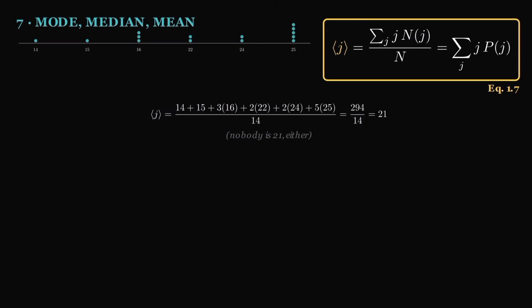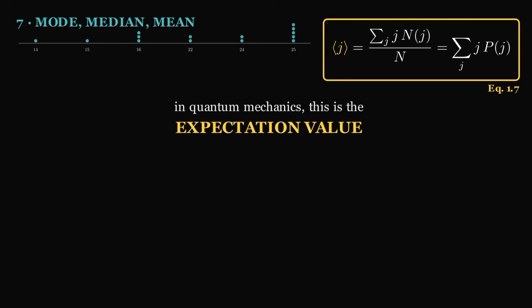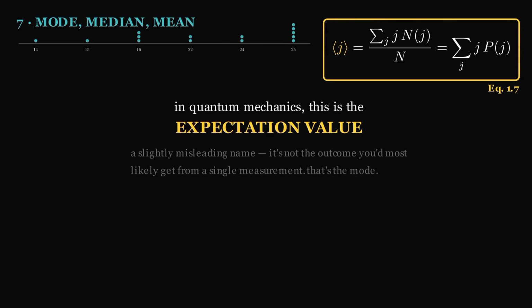The average is a property of the whole distribution, not a description of any one person. In quantum mechanics, this average gets a special name, the expectation value. It's a slightly misleading name. Honestly, it doesn't mean the outcome you'd most likely get from any single measurement. That's the mode. The expectation value is what you'd get by averaging over an enormous number of identically prepared measurements.